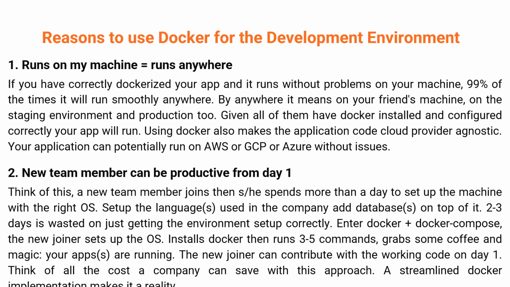Reasons to use Docker for the development environment. Number 1, runs on my machine, that is equal to runs anywhere. If you have correctly Dockerized your app and it runs without problems on your machine, 99% of the time it will run smoothly anywhere. By anywhere it means on your friend's machine, on the staging environment, and production too. Given all of them have Docker installed and configured correctly, your app will run.